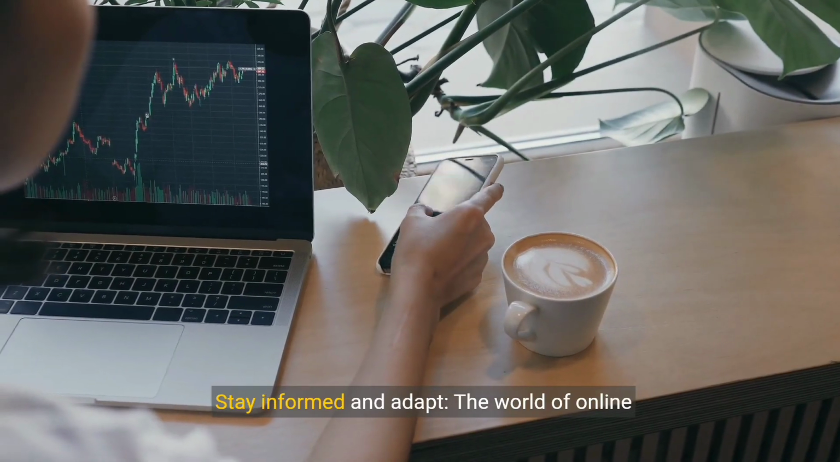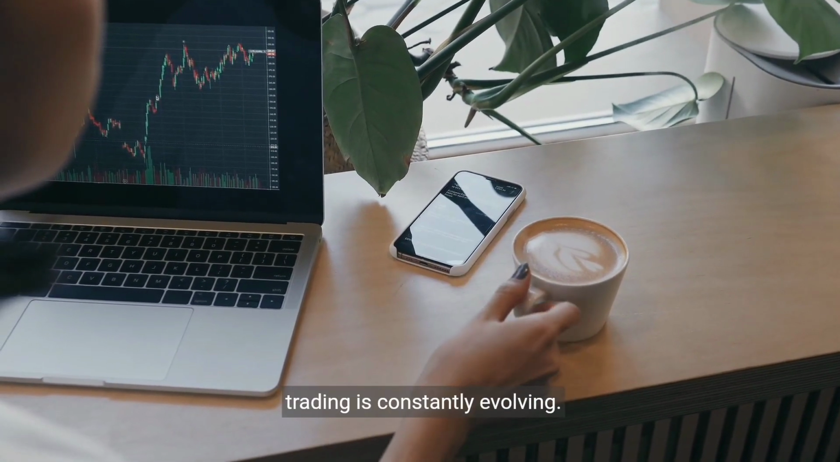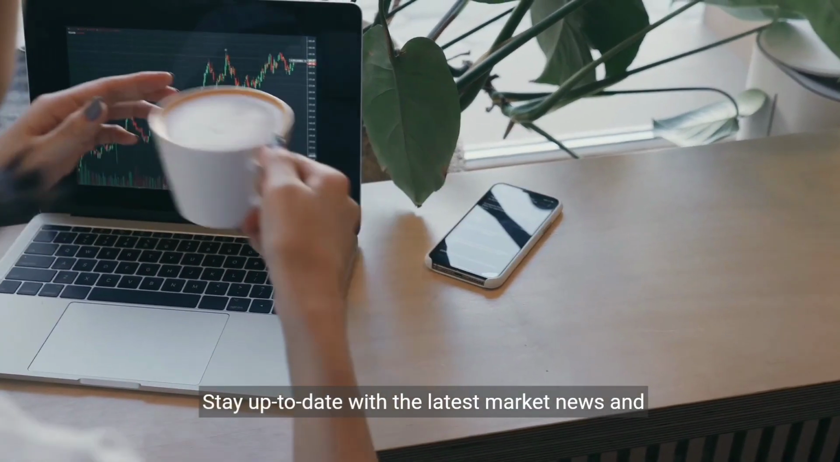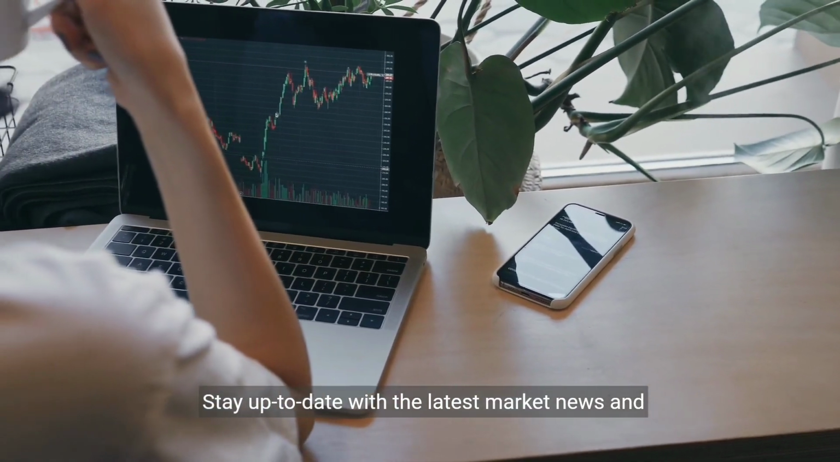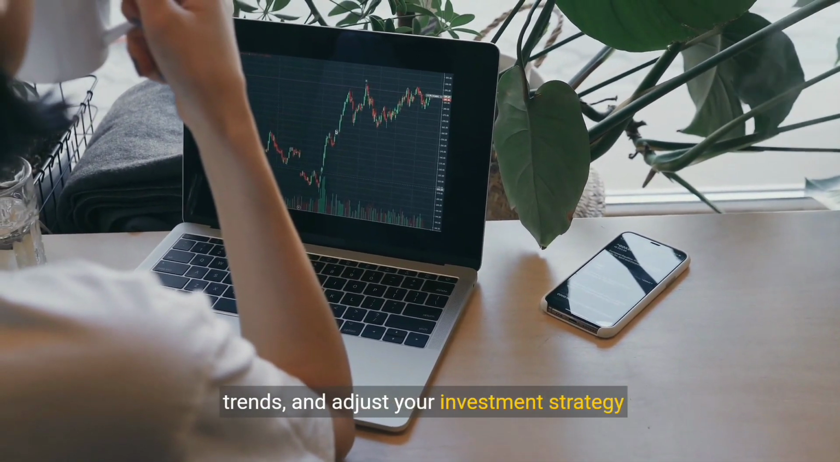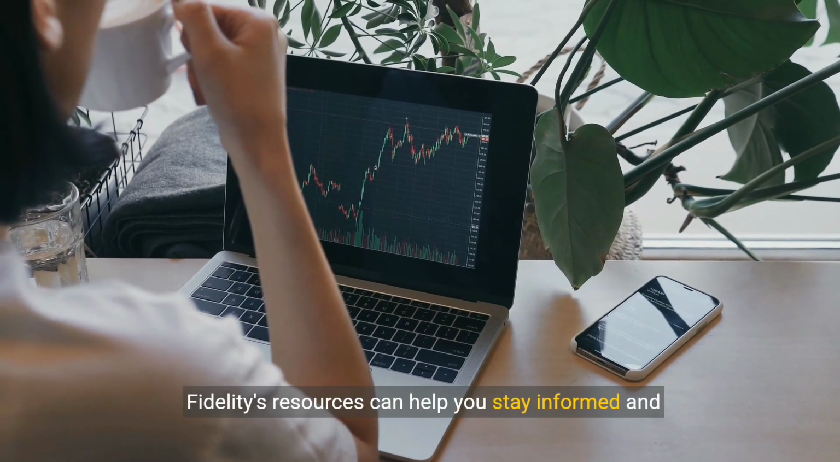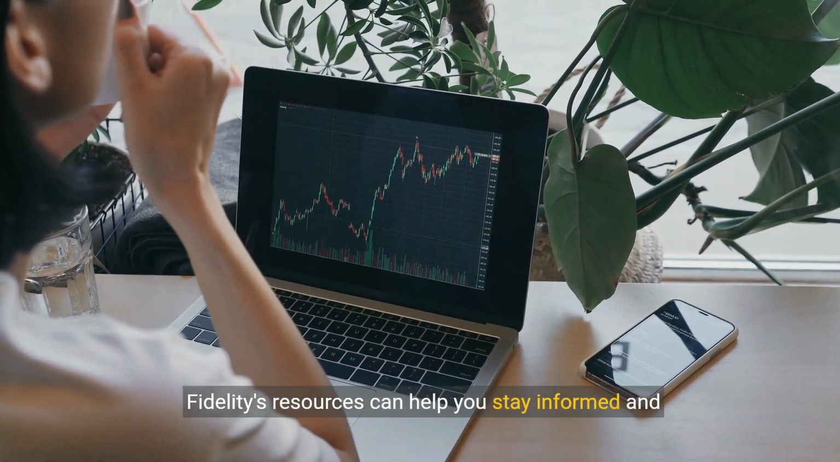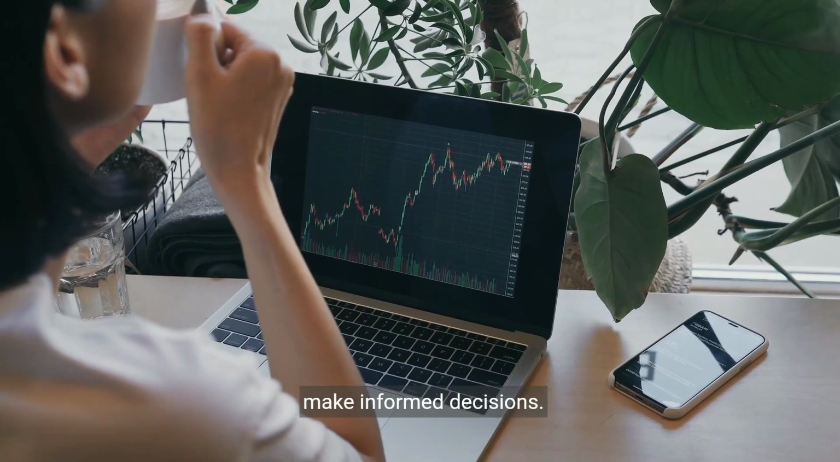Stay informed and adapt. The world of online trading is constantly evolving. Stay up to date with the latest market news and trends, and adjust your investment strategy accordingly. Fidelity's resources can help you stay informed and make informed decisions.